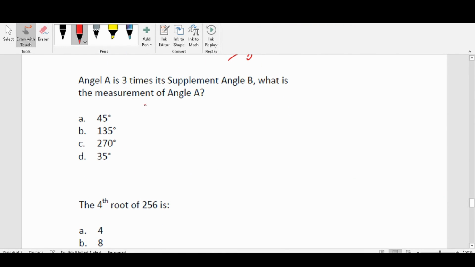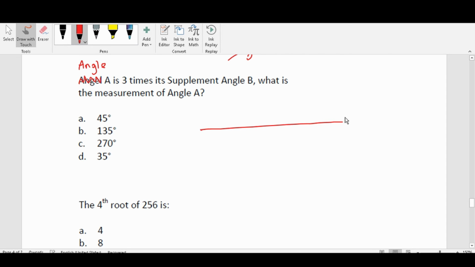Alright, so earlier I introduced the concept of supplementary and complementary angles, and now we have a more advanced problem on that topic. It says angle A, and that says angel. I didn't write it, so don't blame me. Angle A is 3 times its supplement, angle B. What is the measurement of angle A?